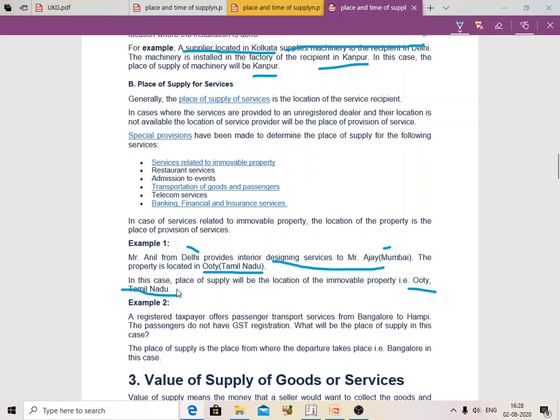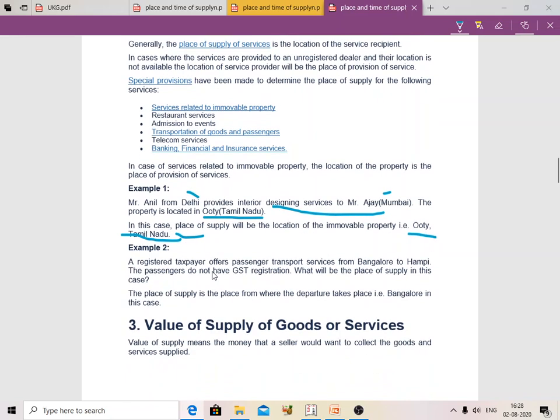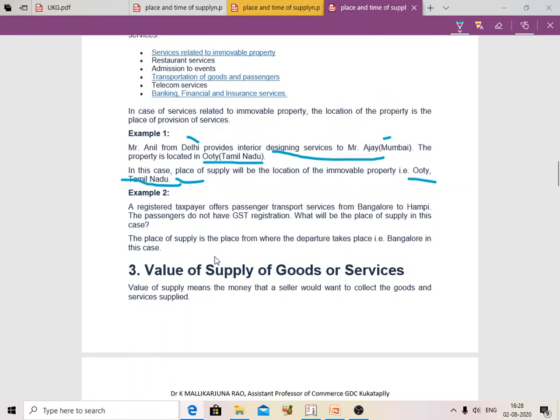This is immovable property. So a house is not movable, right? Property cannot be moved. If it is machinery or transportation, you can move it. Like we are deciding, the place of supply will be decided based on whether the service or goods are movable or immovable.